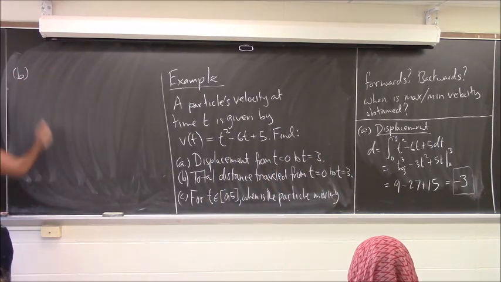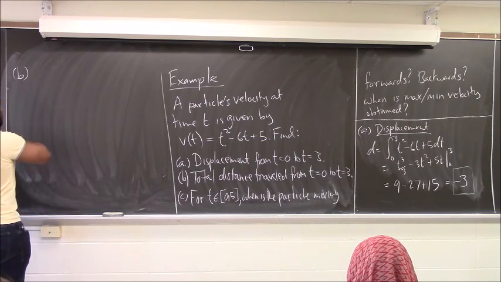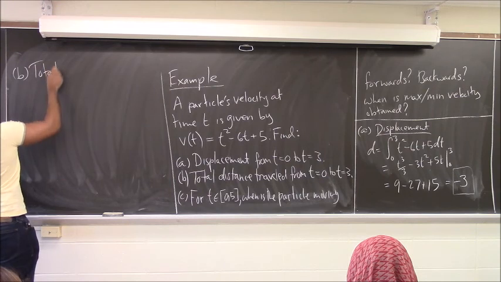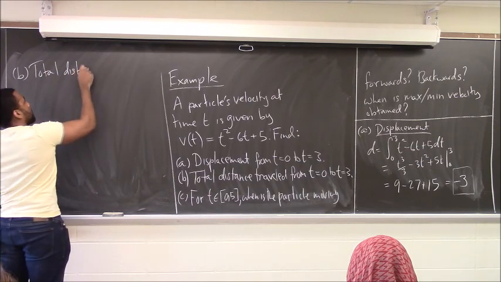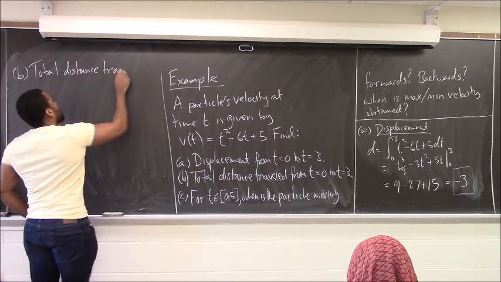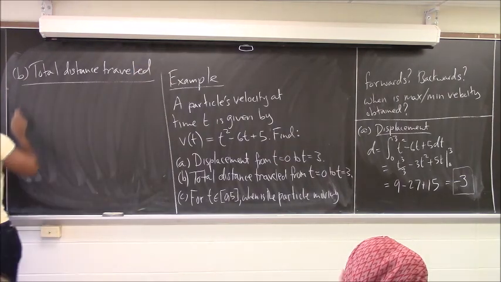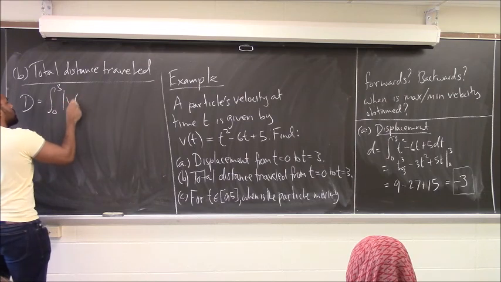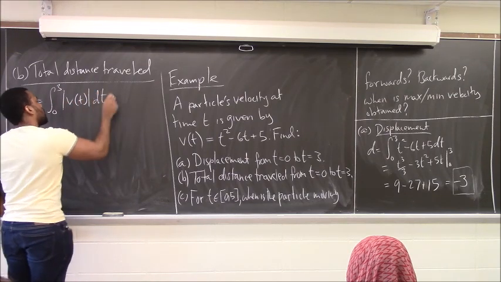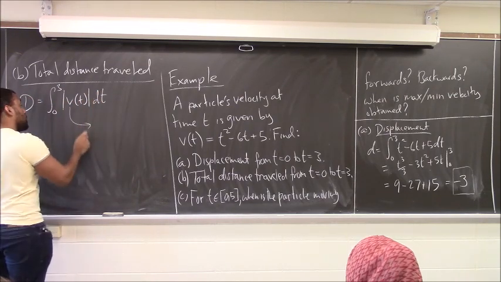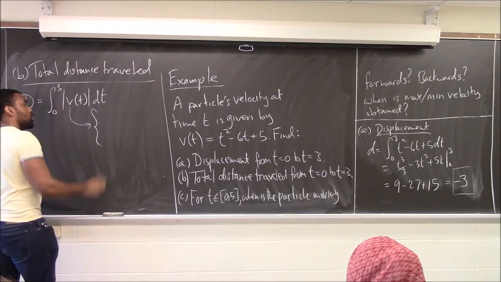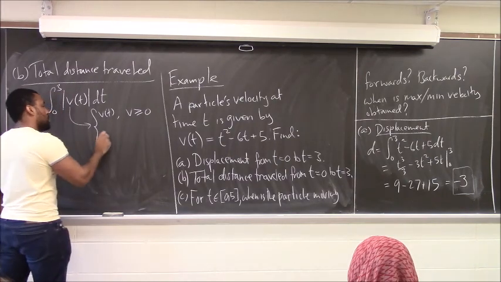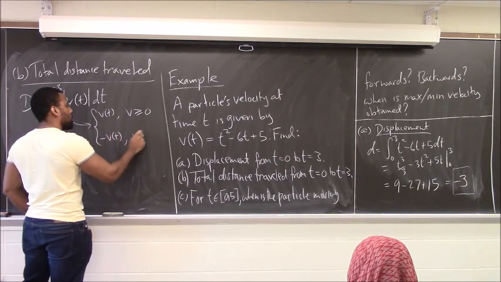At B, well, total distance traveled. Well, this will just be the integral from 0 to 3 of the absolute value of the velocity. Of course, remember how absolute value would work. It means we're going to integrate the velocity function whenever the velocity is positive. We'll integrate the negative of the velocity function when the velocity is negative.